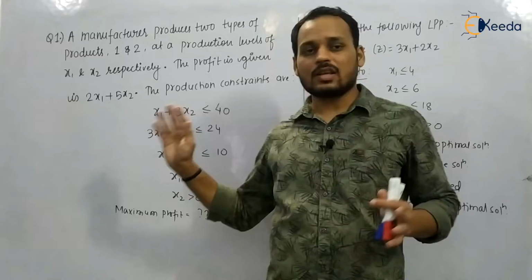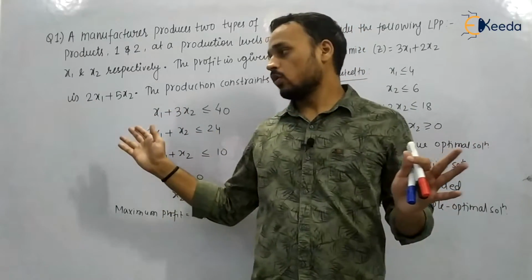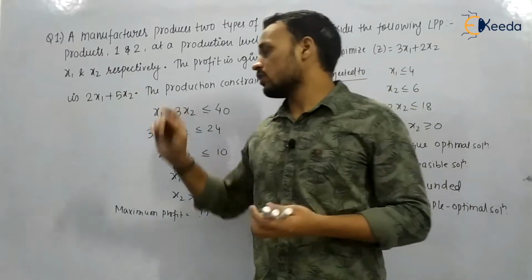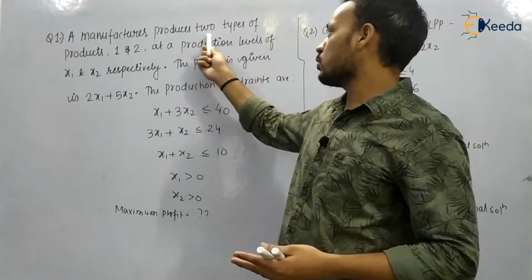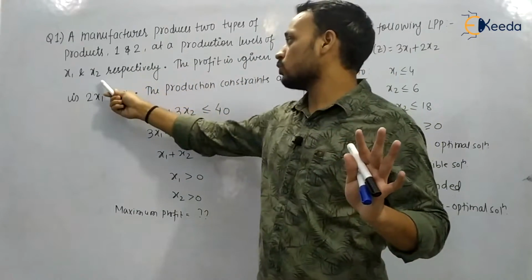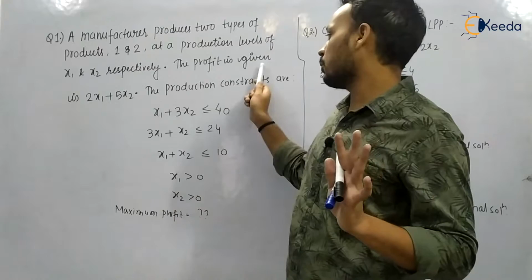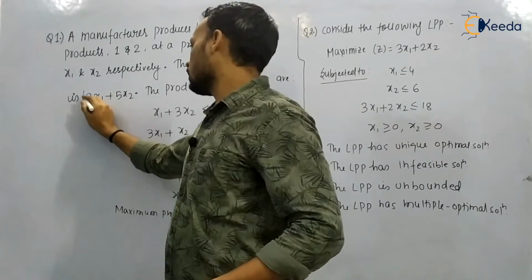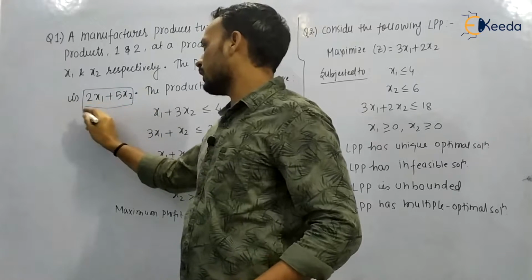So two questions have been written. Both are 2 marks questions, so a total of 4 marks. The first question says that a manufacturer produces two types of products, 1 and 2, at a production level of x1 and x2 respectively. The profit is given. Basically the profit is given as 2x1 plus 5x2.